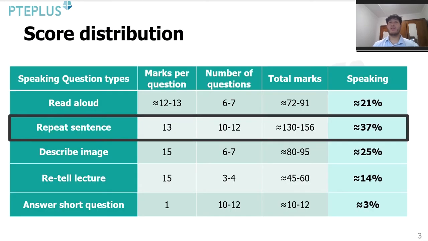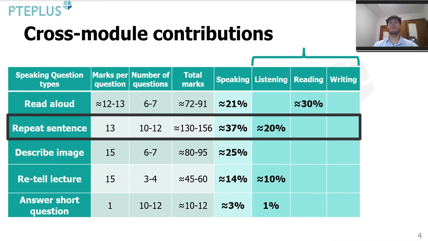Many people think that repeat sentence is the most important subtest of the whole exam because it counts for 37% of your total speaking score. There are a total of 13 marks to each repeat sentence question, and there are between 10 to 12 questions per test. So that gives us the total of 130 to 156 total marks, making this a very important subtest.